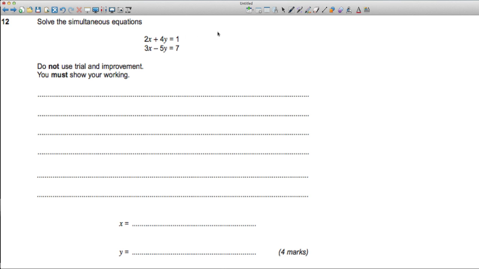Okay, the next question. Solve the following simultaneous equations. You are not allowed to just guess the x's and y's, i.e. use trial and improvement. You must use algebra for 4 marks. This is very easy. Let's label them equation 1 and equation 2. I find the easiest way to solve these is to make the x numbers or the y numbers the same, whichever you think is easiest. So why don't we make the x numbers the same? Let's multiply equation 1 by 3 and equation 2 by 2. That way they'll both have 6x. And let's write down what we get.